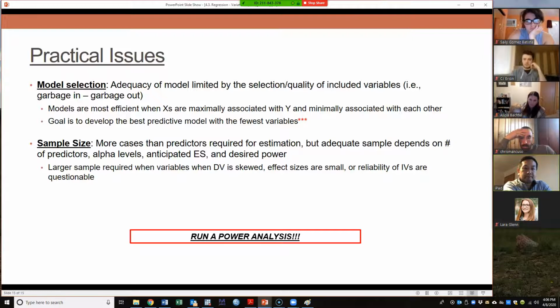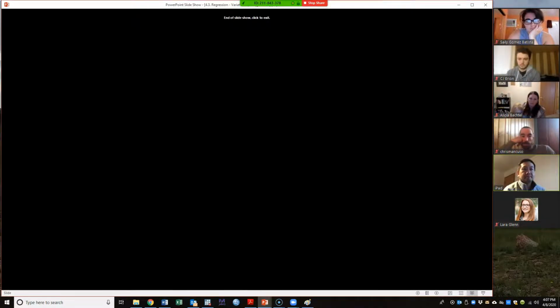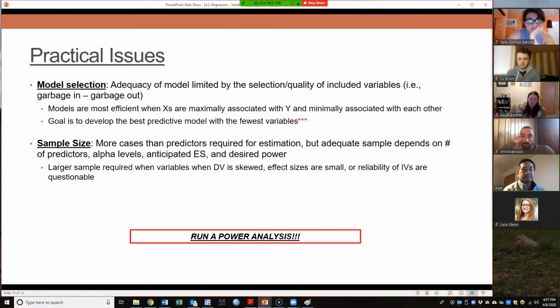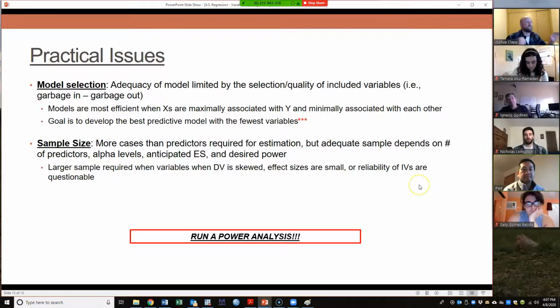But for regression, regression is a large sample technique. You should expect to be needing more people than fewer people as you're going through and putting together these models. Okay. All right. Questions? Okay. People getting the difference and able to differentiate between hierarchical regression, simultaneous regression, stepwise regression, things along these lines.